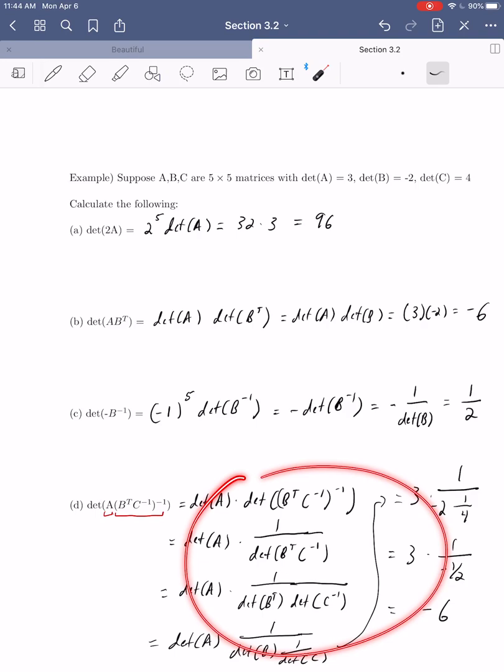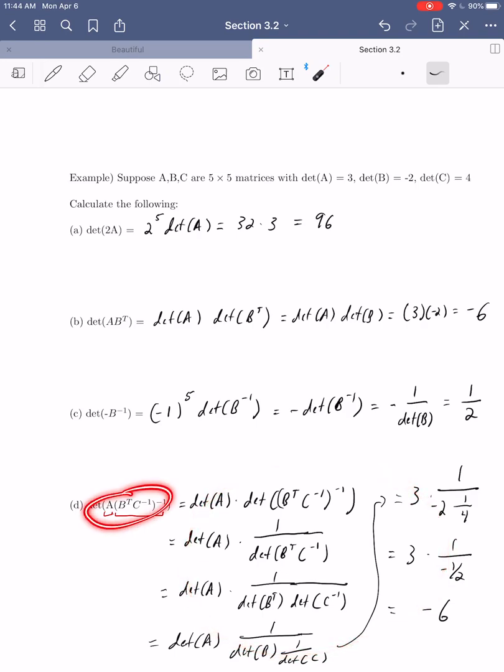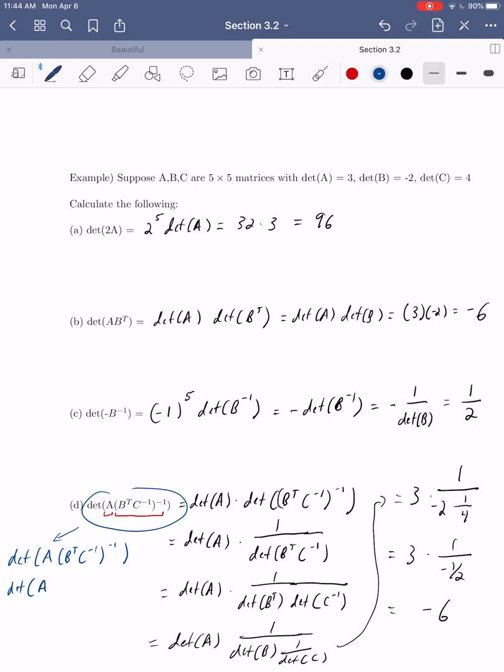Could you do this in a different way? Sure, you could use properties of the inverse as sort of an alternate method. Alternately, we could have simplified inside first. So we had this, and we know that the inverse distributes over matrix multiplication by reversing. So we could have said that this is the determinant of A, and then C inverse inverse, B transpose inverse. And then we could have said, well, C inverse inverse is just C. So we could have said that this is the determinant of A, C, B transpose inverse.